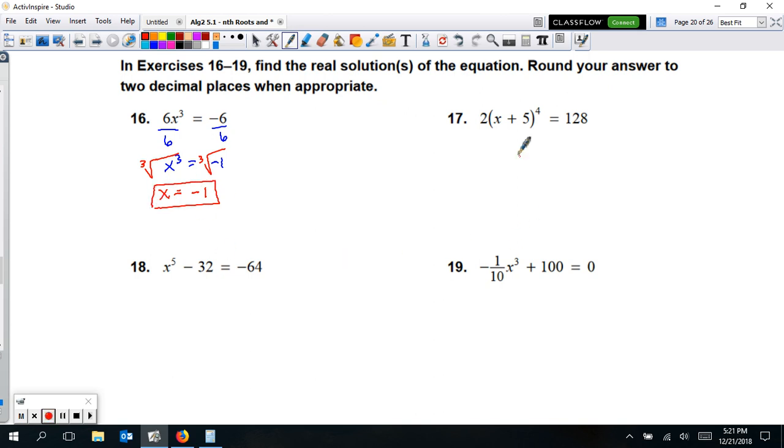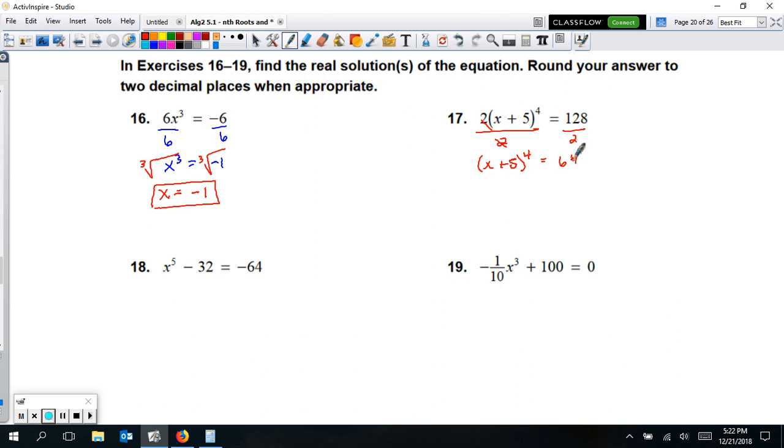On this next one, we want to get this parenthesis by itself. So we need to get rid of our 2 here first and divide by 2. And so that would give us now, canceling our 2's, the parenthesis with x plus 5 to the 4th power is equal to 128 divided by 2. Well, that's going to be 64.